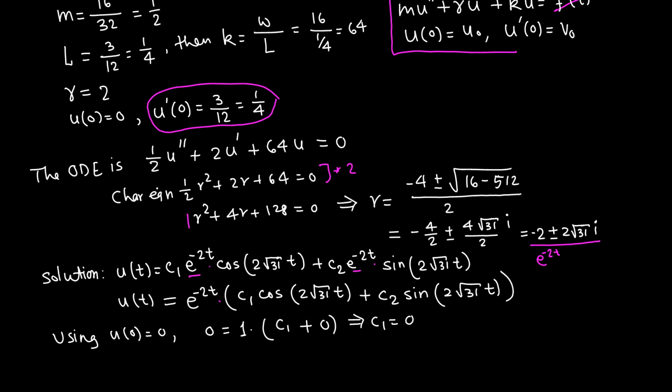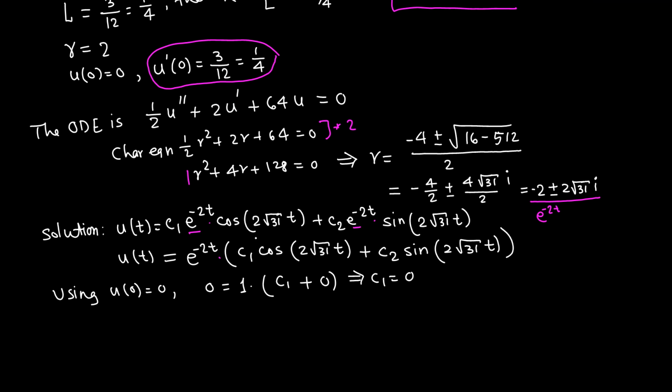Okay, that means our u(t) does not have c1, this is gone. So we still need to find c2, but for now the displacement at any time t, u(t), is simplified in this way. c1 is 0, so we don't have this anymore. c2 e raised to negative 2t sine 2 root 31 t. Now using this second initial condition, we want to find the value of c2.